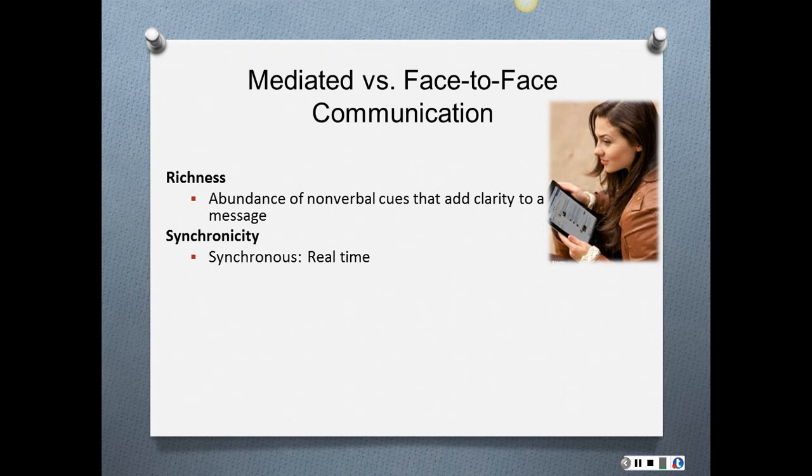Synchronicity is a key that makes mediated versus face-to-face communication different. Synchronous is what we call real time. So obviously in face-to-face communication, we are very much real time. We're talking to each other right there, right now. But in online, we can have both. We can have synchronous real-time communication based on the tools we use, but we can also have asynchronous.